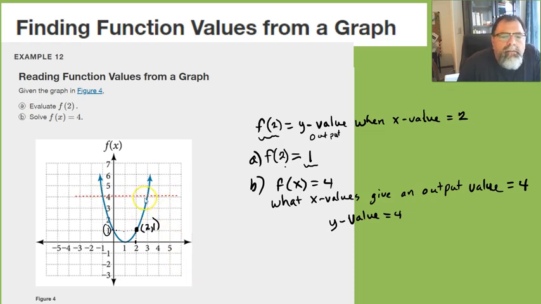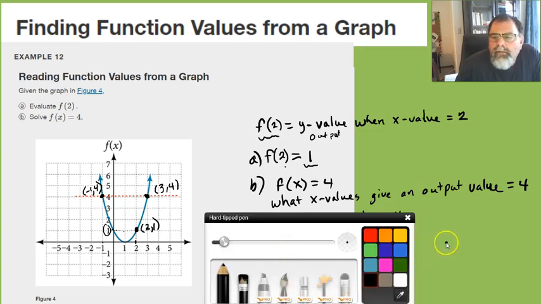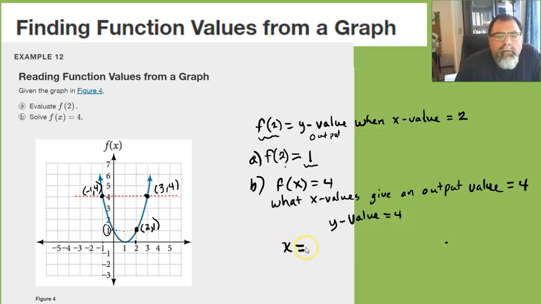And where does it intersect? What x values give you a y value of 4? If you look at this point, this is 3, 4. And this point is negative 1, 4. So if the y value is 4, the x value could be negative 1, or the x value could be 3. So our answer is x equals negative 1 or x equals 3. So you have two solutions for that one, looking at the graph.